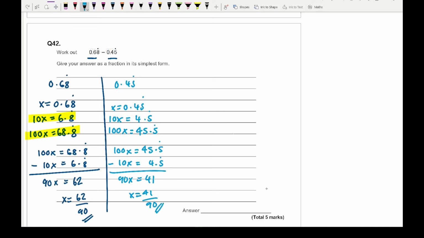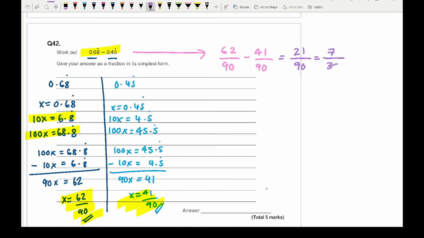And then what I can do is substitute these two fractions into the question. So the question becomes 62 over 90 minus 41 over 90. Working that out, 62 take away 41 gives me an answer of 21 over 90. Then I can simplify that by dividing both numbers by 3, giving me 7 over 30, which can't be simplified. So my final answer is 7 over 30.